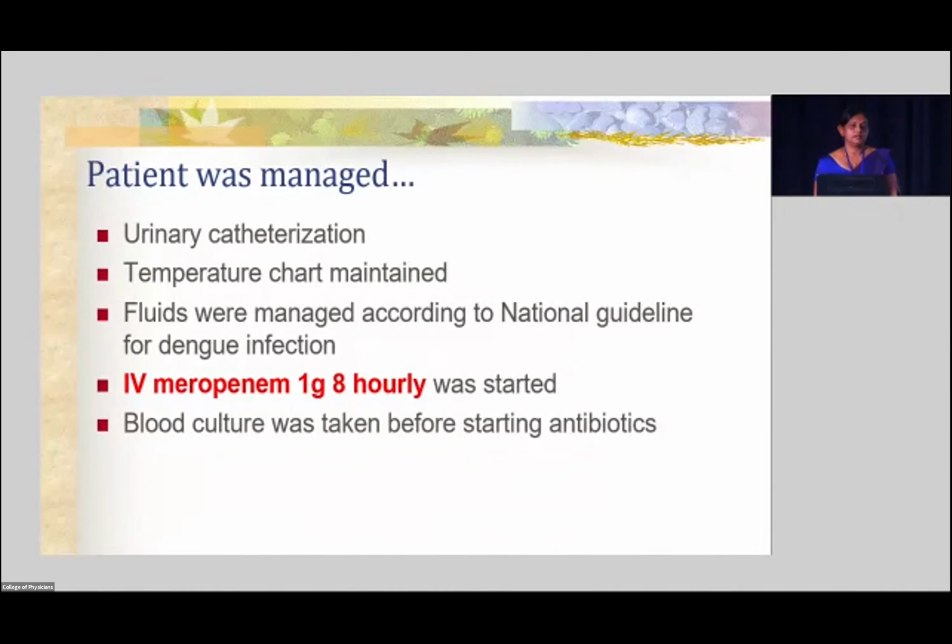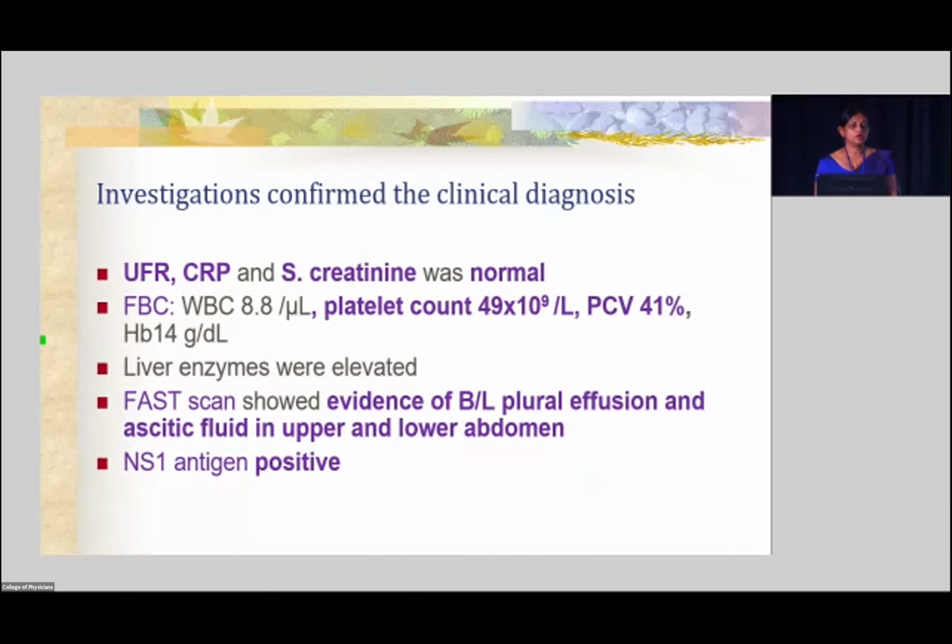The patient was managed as follows. She was catheterized, a temperature chart was maintained, fluids were managed, and she was given IV meropenem 1 gram 8 hourly, and a blood culture was taken before starting antibiotics. Her UFR, CRP, and serum creatinine came as normal. Platelets were low with a high PCV, and the FAST scan showed evidence of bilateral pleural effusion and ascitic fluid in the upper and lower abdomen, and NS1 antigen was positive, confirming the clinical diagnosis.